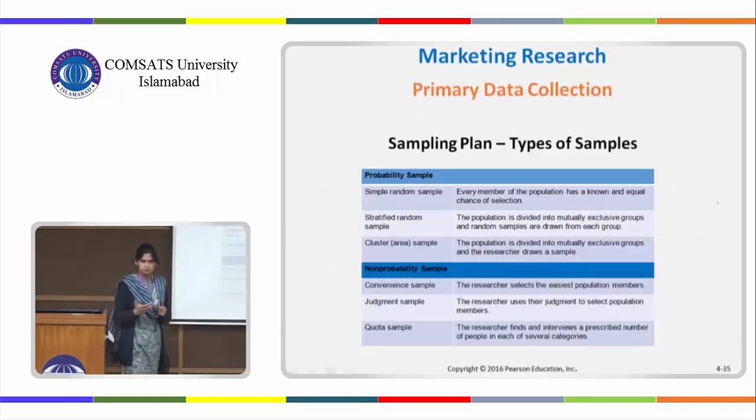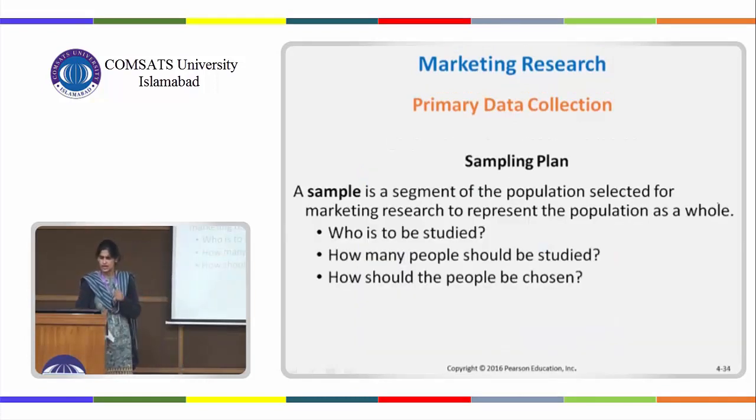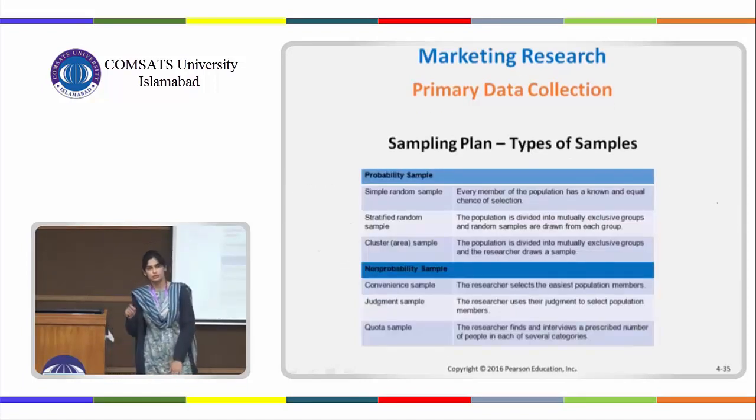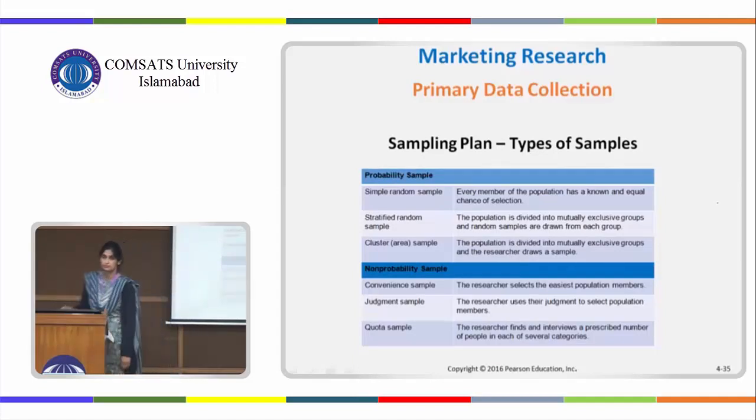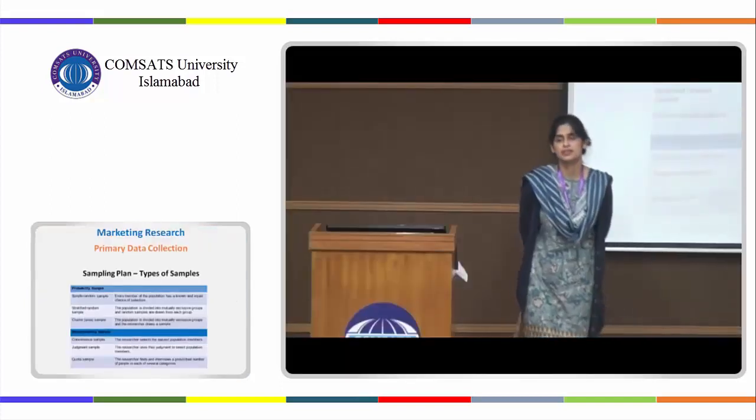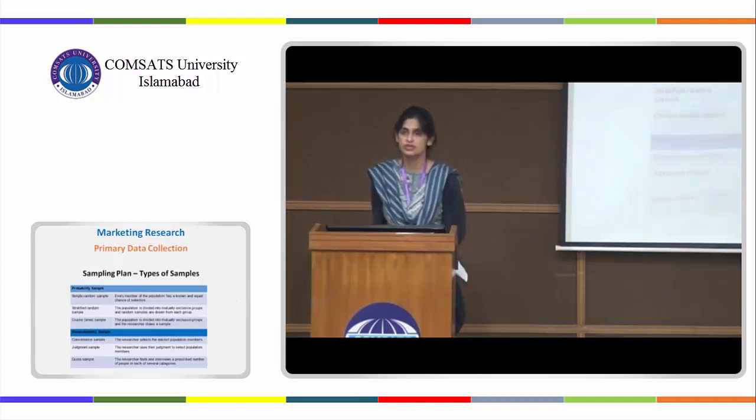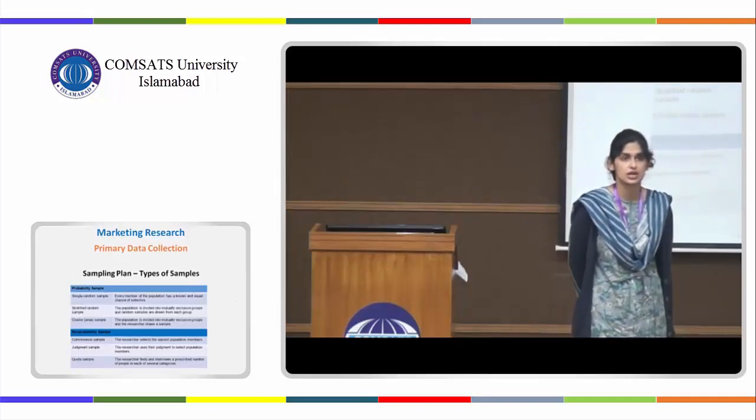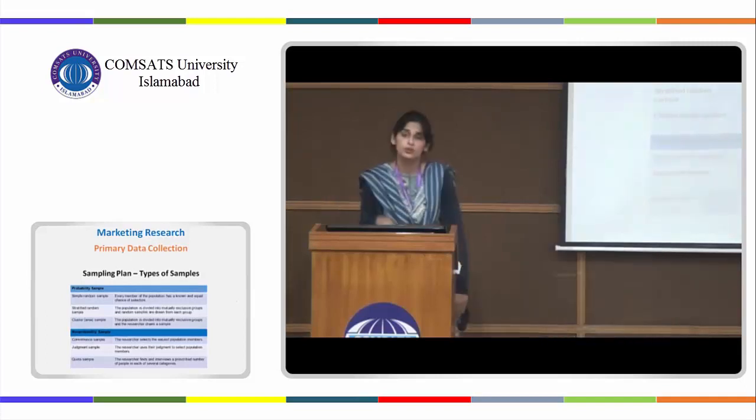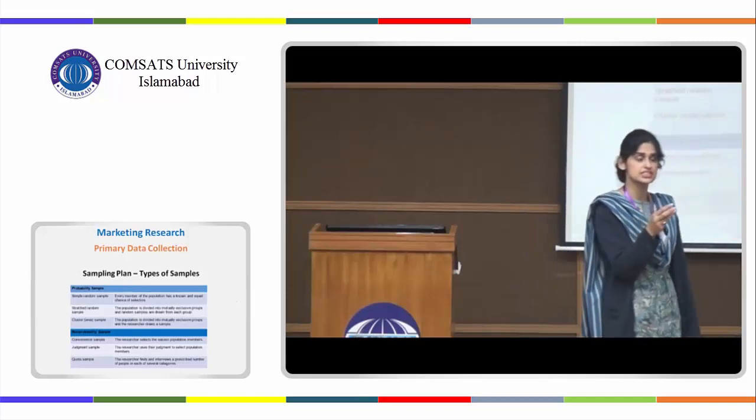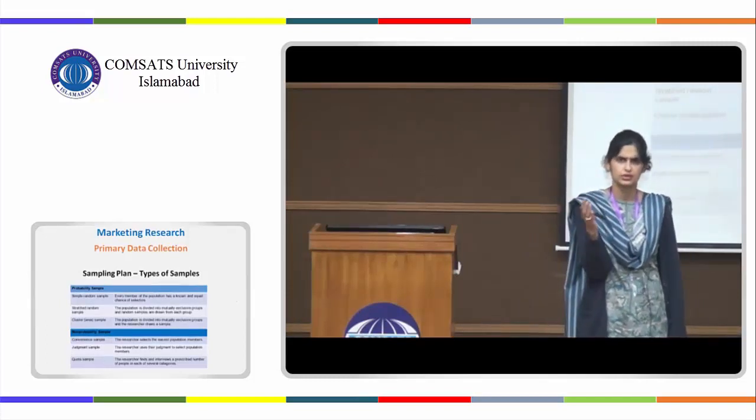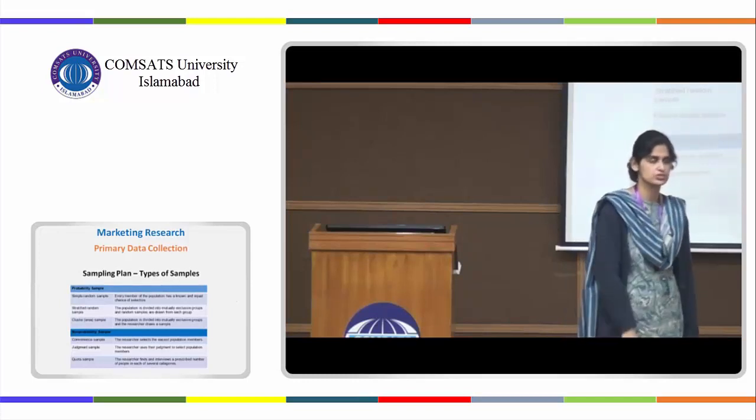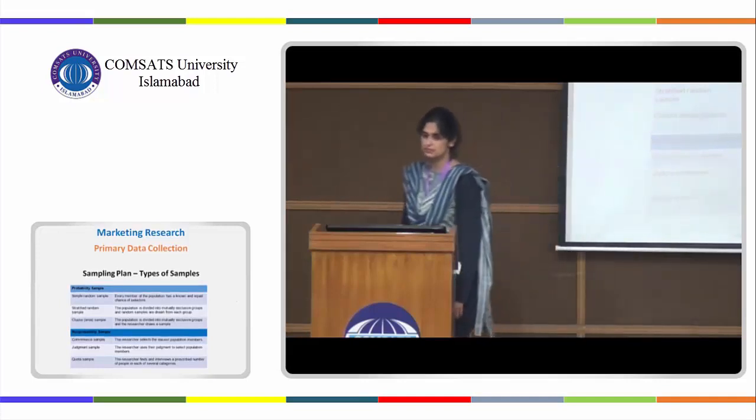So coming down to the third element of how should the people be chosen. You might choose the sample using probability sampling or non-probability sampling. What is probability sampling? Probability sampling is a sampling where every individual in the sample has an equal and known chance of selection. Right? So that is probability sampling, whereas in non-probability sampling there's not an equal chance of selection, right? So probability sampling is a more scientific way of choosing your sample, whereas non-probability is an easier way of choosing your sample.